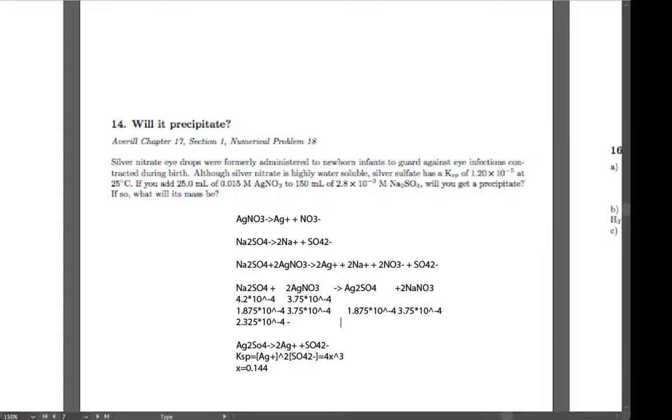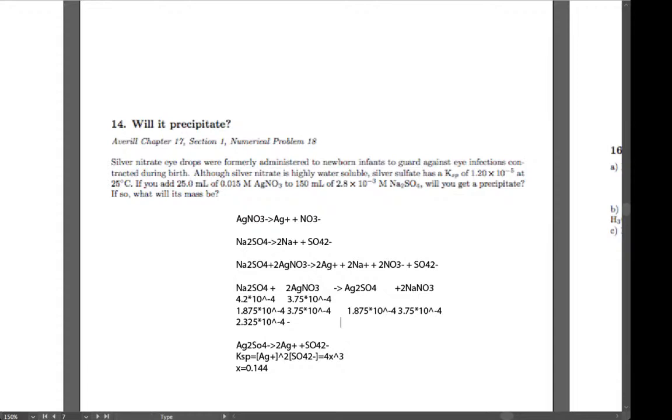I think so. Yes, I think so. So the amount of sulfate should be the same as 0.144, or at least that number.